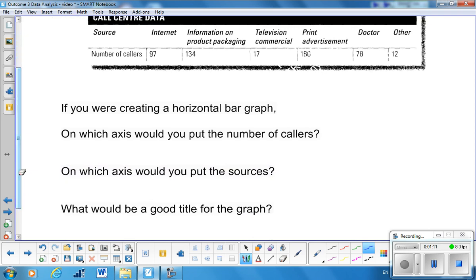If you are creating a horizontal bar graph, remember that on a horizontal bar graph, the bars will run like this. On which axis would you put the number of callers? So on a horizontal bar graph, the number of callers has to run horizontally. So this would be on the horizontal axis.